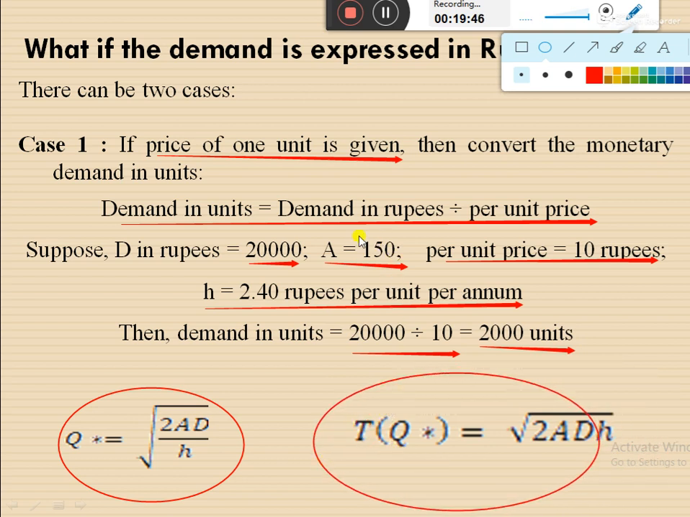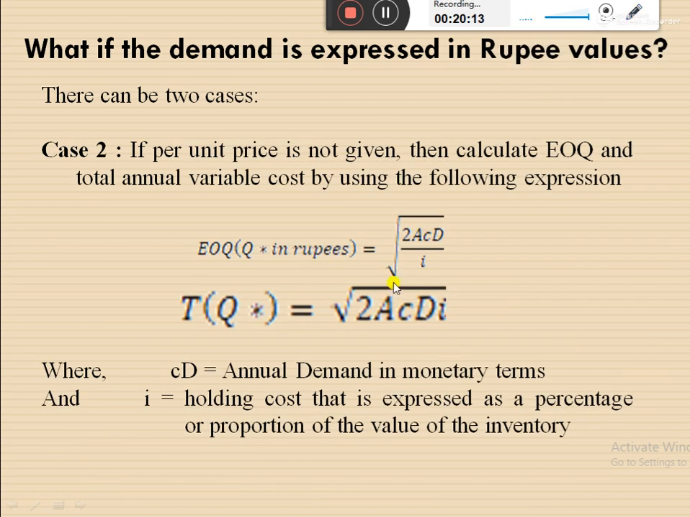So in the first case, it is very simple to handle the situation. Simply convert the monetary demand in terms of units by dividing total demand in rupees by per unit price. After that, the procedure would be similar to calculate economic order quantity and total annual inventory cost. Now we would discuss case 2.